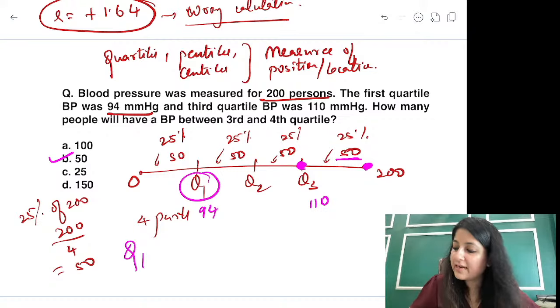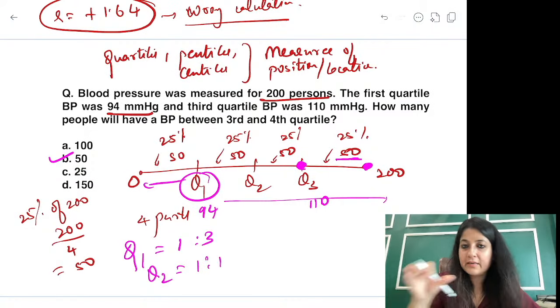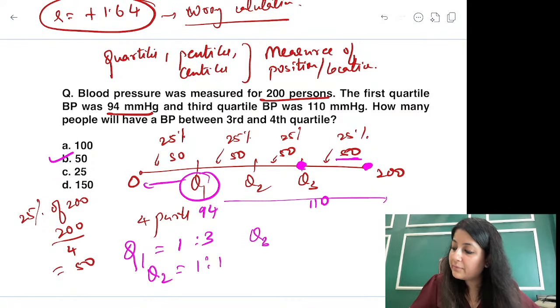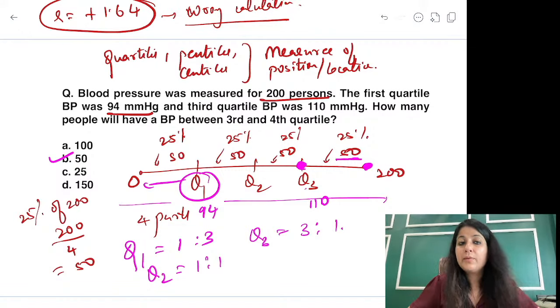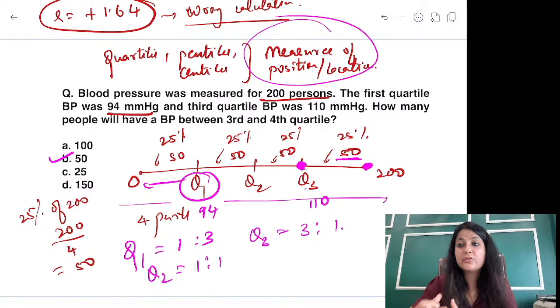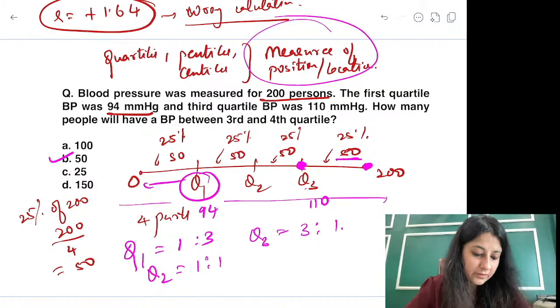Or I can say Q1. Q1 is first quartile. It divides my data into 1 part below, 3 parts above. Q2 always divides my 1:1. Exactly half. Q3 में क्या होता है? 3 parts below and 1 part above. So whenever you are asked quartile, pentile, centiles, they are all measures of position or they are measures of location. ठीक है? All right.